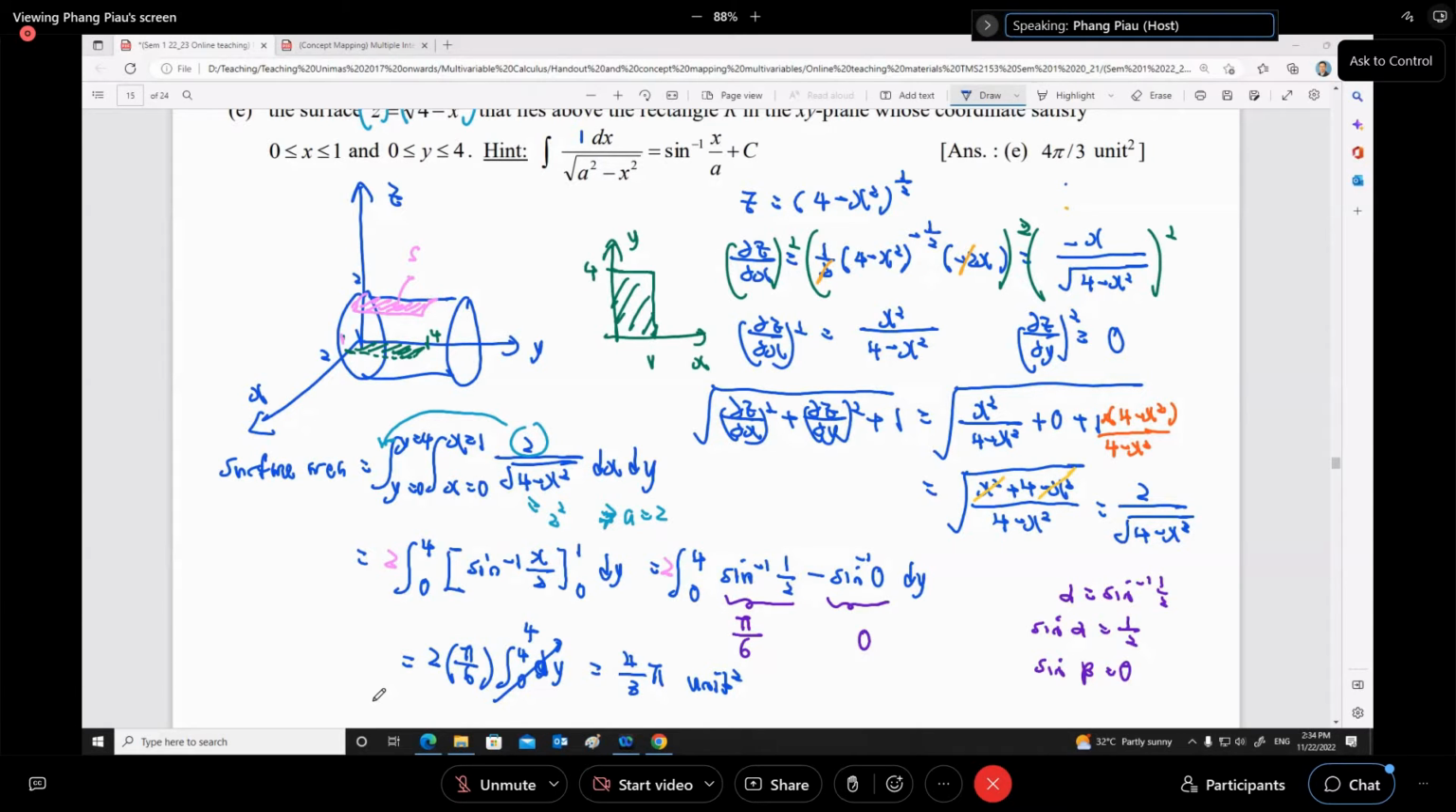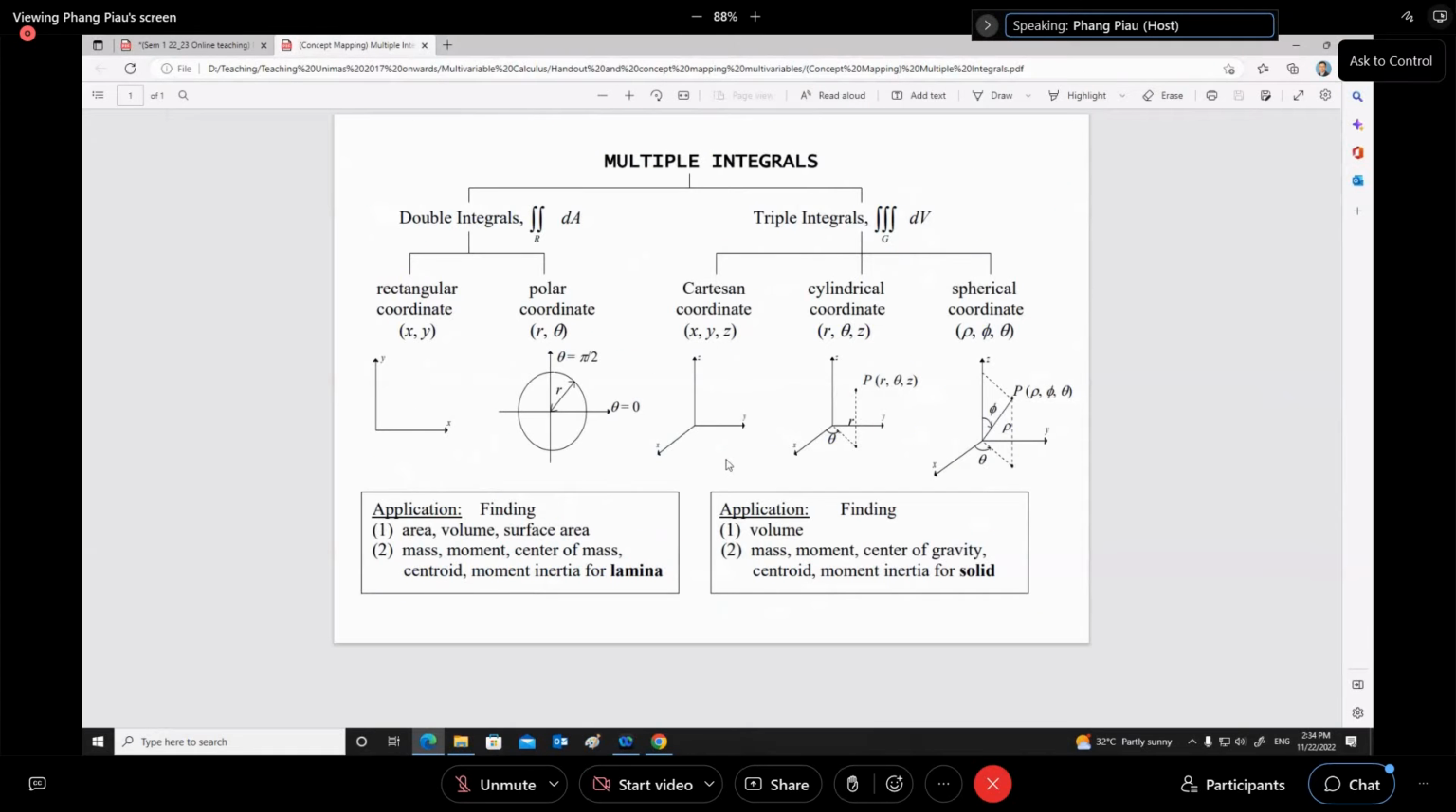we will go for triple integral. Okay, so some response from you, meaning to say that I can move to the next, triple integral. Moving from double integral to triple integral is actually not much different.